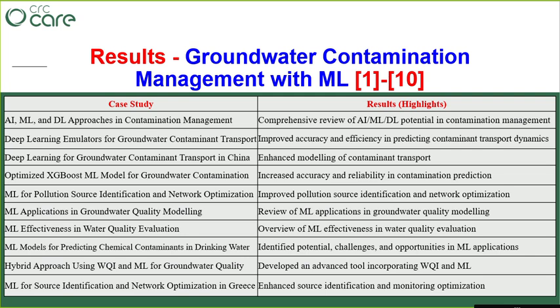Then if you see groundwater contaminant management with machine learning, we have 10 case studies and results. In the first case study, they used it in contamination management, and they found a comprehensive review of AI/ML and its potential in contamination management. Then the second case study, deep learning emulators for groundwater contaminant transport. They found improved accuracy and efficiency in predicting contaminant transport dynamics. Likewise, the last case study, machine learning for source identification and network optimization in Greece, enhanced source identification and monitoring optimization.